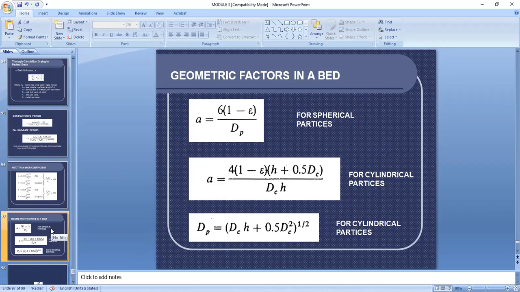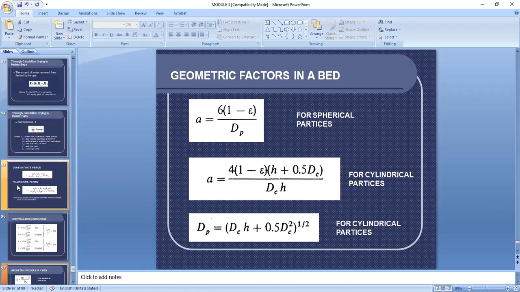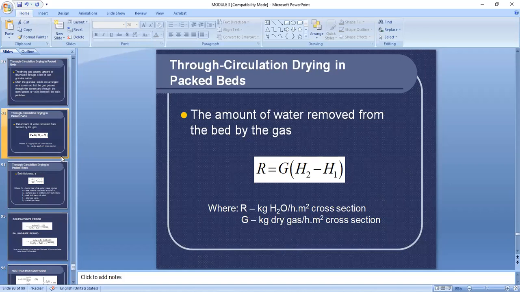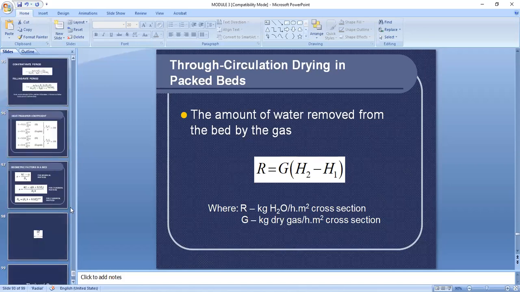There's a sample problem there in Geankoplis showing the use of this particular set of formulas applied to through circulation drying in packed beds. As far as I can recall, I was not able to cover this with you last year because we lacked the time already. So that's it.